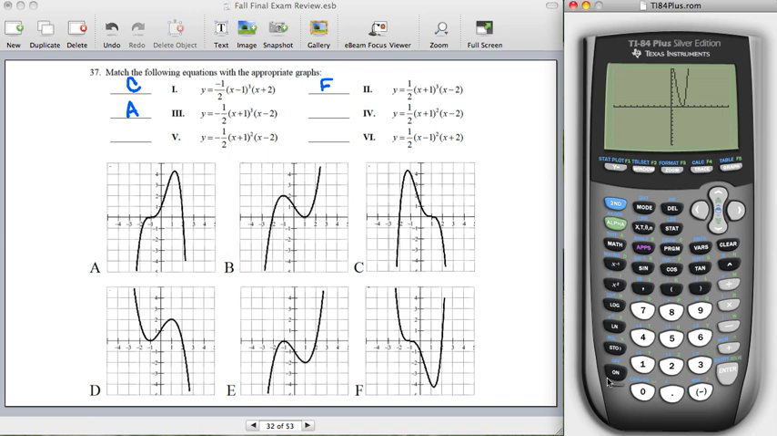No, it's frozen. There you go. Just had to hit clear. My bad.